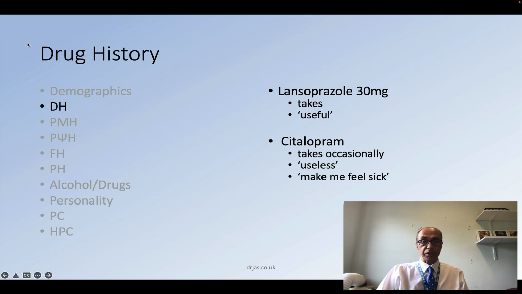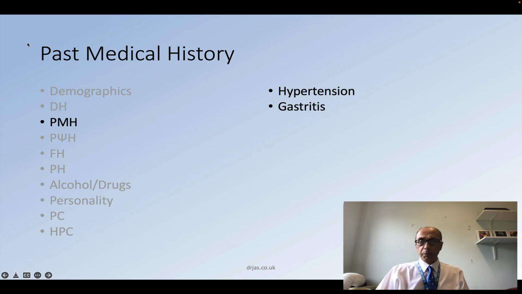This particular patient said that he only takes the citalopram occasionally, and when he's feeling really bad, he will take 2 tablets, which is not how it's prescribed. And generally, he finds that it's not been of any benefit, and it makes him feel sick. So past medical history, I think you're more familiar with.